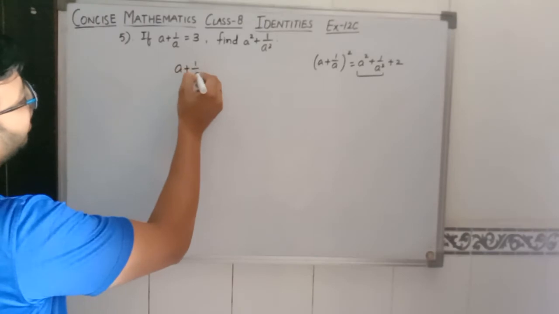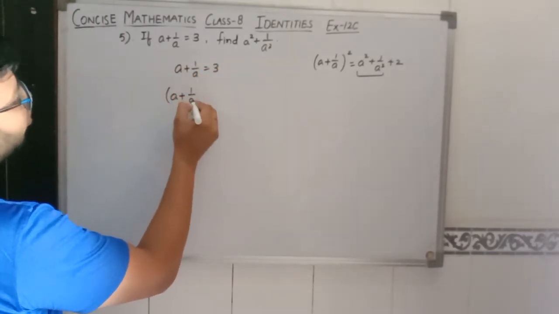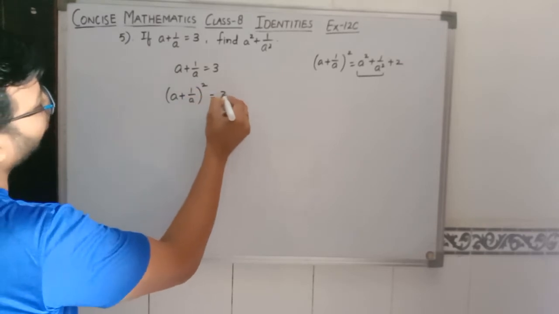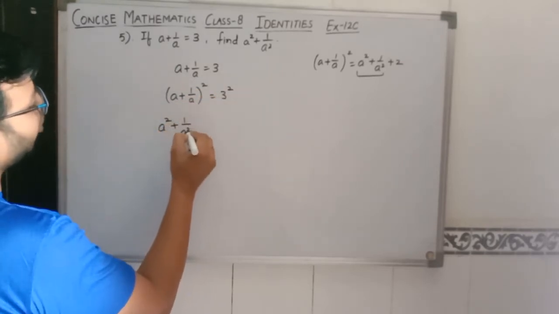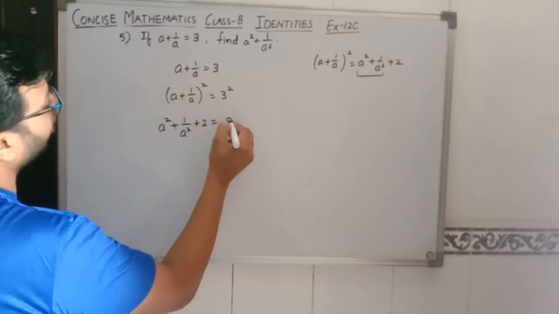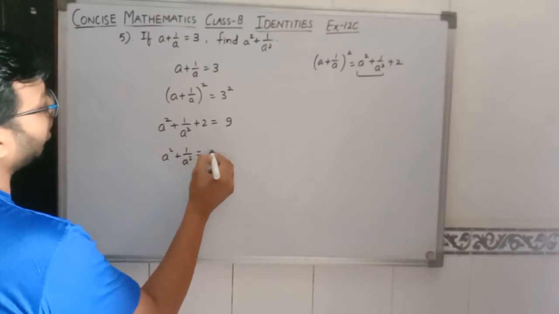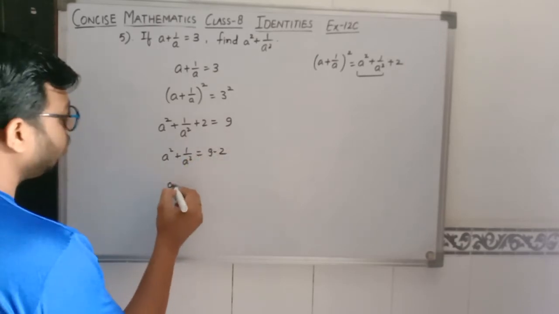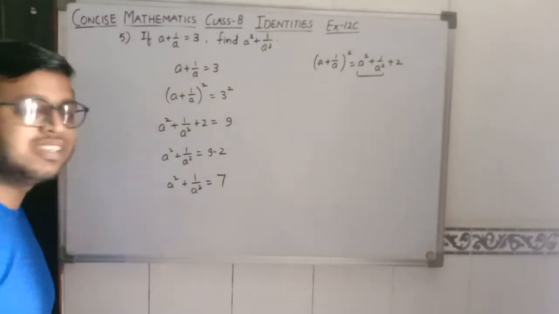Because there are not any other quantities, only one value is sufficient for us. So it is written a plus 1 upon a is equal to 3, squaring both sides. So a plus 1 upon a whole square is equal to 3 square. It will become a square plus 1 upon a square plus 2 is equal to 9. Now the value of a square plus 1 upon a square will become 9 minus 2. So overall we can write a square plus 1 upon a square is 7.